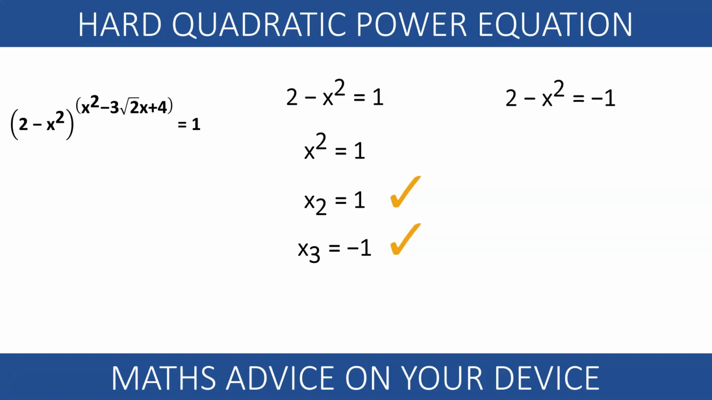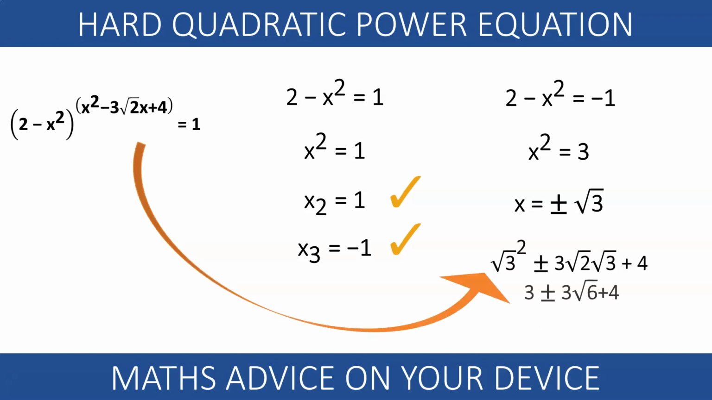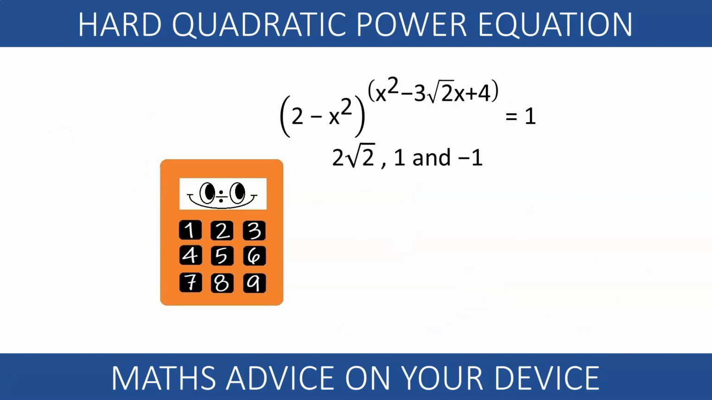Not necessarily. We can also make the base negative 1 as long as the exponent is even, since negative 1 raised to an even number equals 1. Solving leads to the solutions plus and minus square root of 3. In this case, the exponent becomes 7 plus minus 3 square root of 6, which is not a multiple of 2. The only 3 valid real solutions are 2 square root of 2, 1 and minus 1.